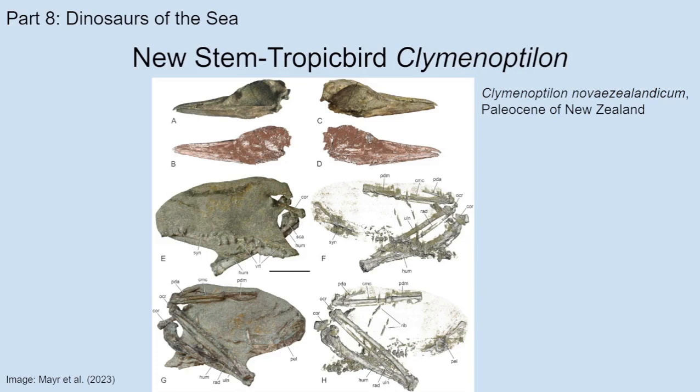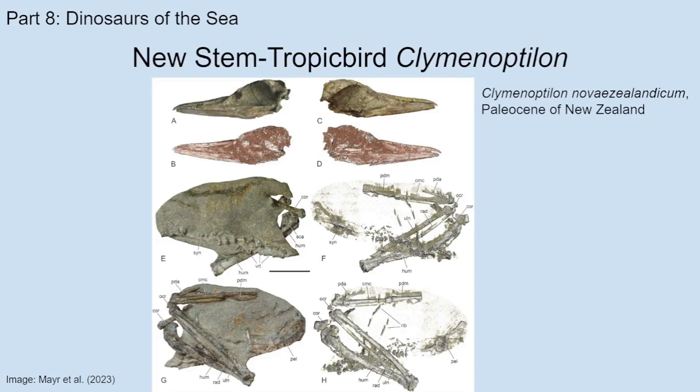Today, they're a group of seabirds that are only found in basically tropical waters, or at least mostly. They are beautiful, angelic looking birds even. They're mostly covered in white feathers, and some of them have brightly colored beaks or tail feathers, usually red or yellow. And they are amazing flyers. They spend most of their time flying over the ocean, and they catch fish by diving down into the water and catching fish just below the surface.